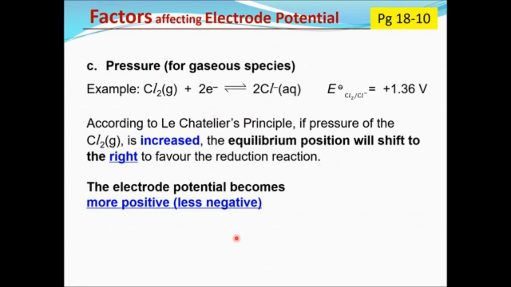So that will make it more positive or less negative. Quite easy to remember. Shift right, reduction reaction. So the forward is always a reduction reaction. So with that, we can move on to the next concept of standard electrode potential and how we can better measure them.